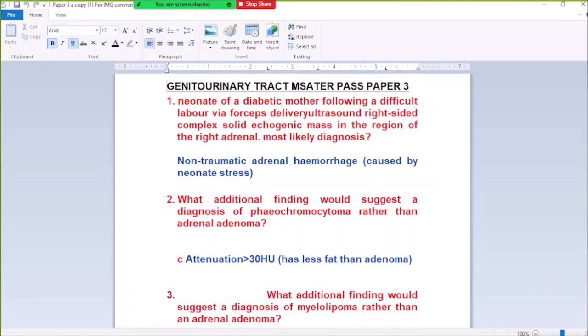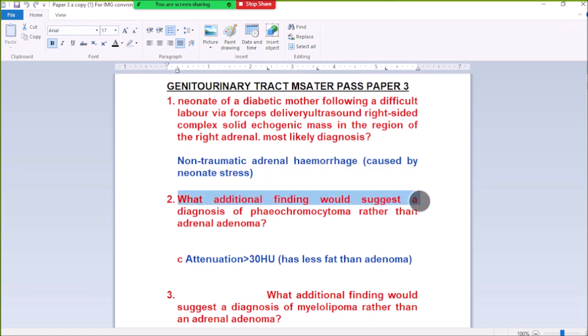Then you track master pass paper 3. One: a neonate of a diabetic mother following a difficult labor. Ultrasound shows a right-sided complex mass in the region of the adrenal. This is diagnosed as non-traumatic adrenal hemorrhage, caused by neonatal stress.